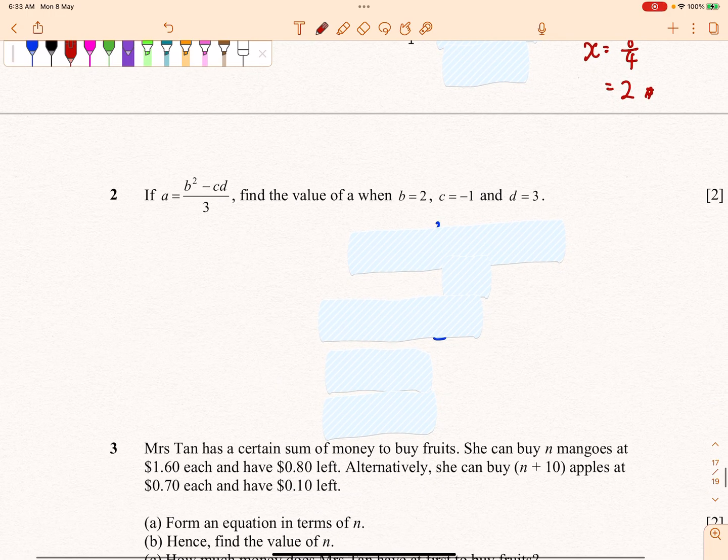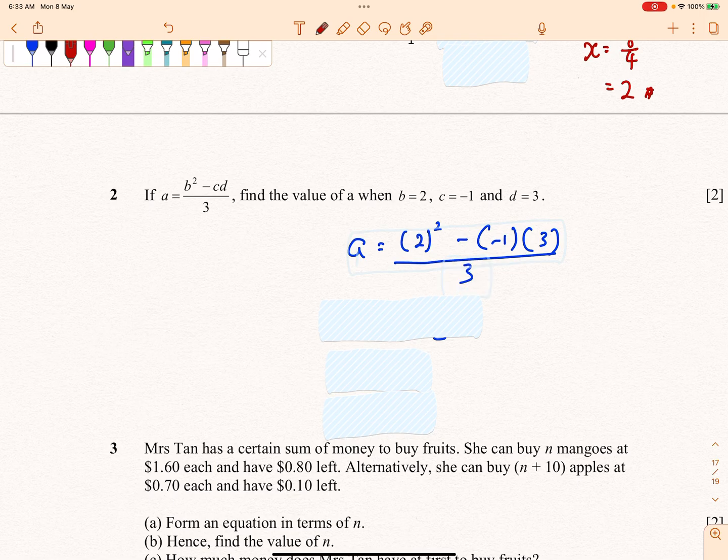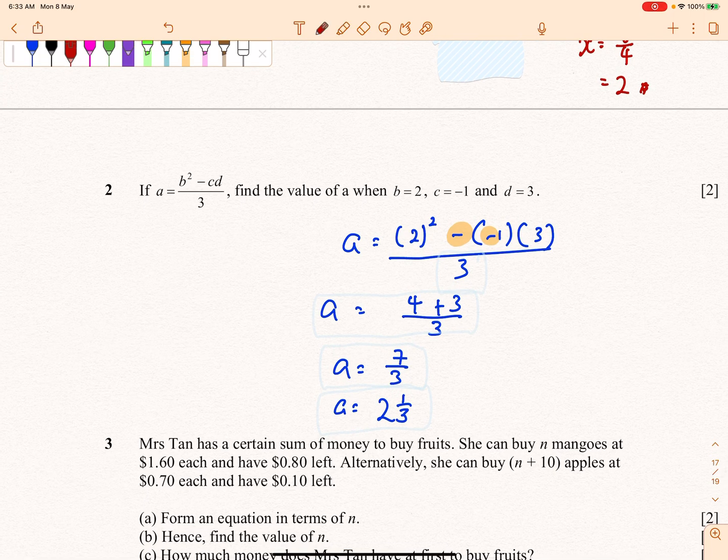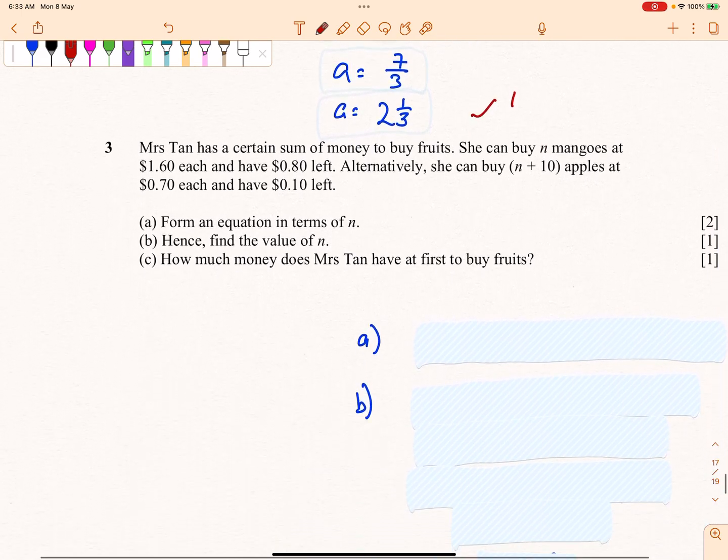Now question 2, I want to put the values in, and by putting the values in, I will use a calculator to key in everything. Now remember, minus times minus will give you a plus. Press your calculator straight away, and you should get 2 1/3. So if you substitute in correctly, you get 1 mark. Final answer gets 1 mark.